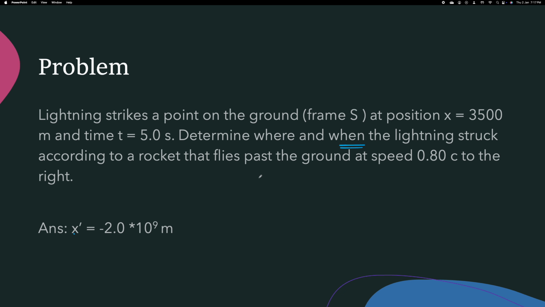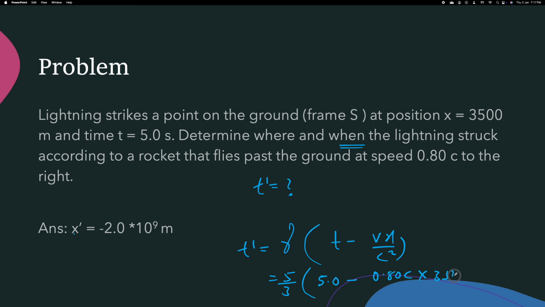Next, when? You have to find the value of t prime. What is the formula for t prime? You can look at the data booklet: t prime is equal to gamma times (t minus vx over c squared). Gamma is already calculated, 5 over 3. So t is 5 seconds, minus v, which is 0.80c, times x, 3,500, divided by c squared. If you simplify this, you get t prime as 8.3 seconds.